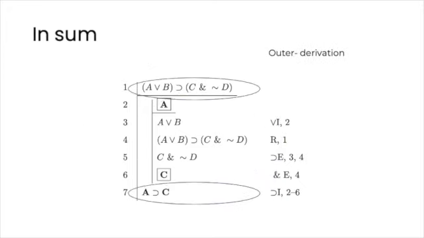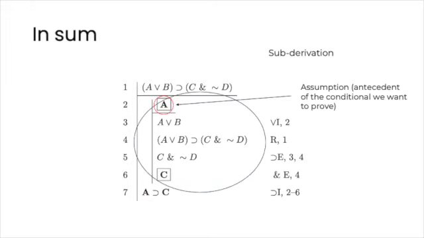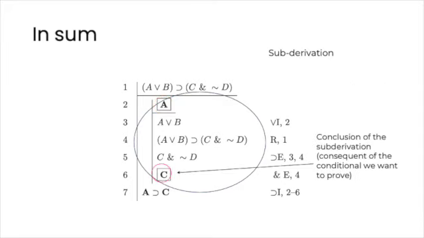The outer derivation contains the premises, as well as the conclusion we extract from our subderivation by an application of the conditional introduction rule. Every subderivation starts with an assumption. If we are planning on using conditional introduction, the assumption will be identical to the antecedent of the conditional we want to prove. And the conclusion of the subderivation is the consequent of the same conditional.